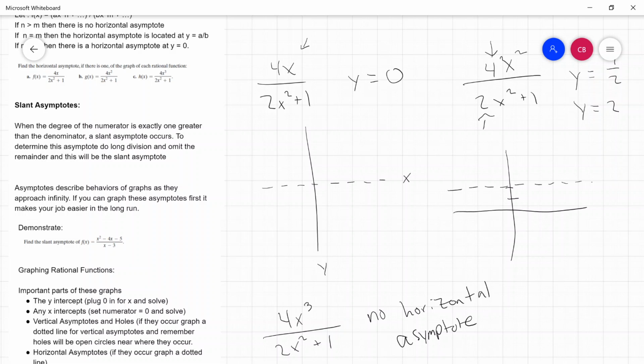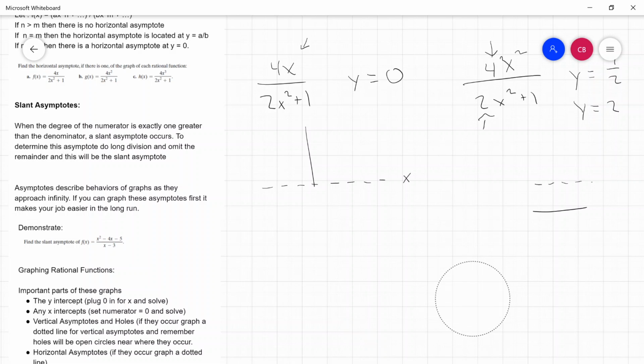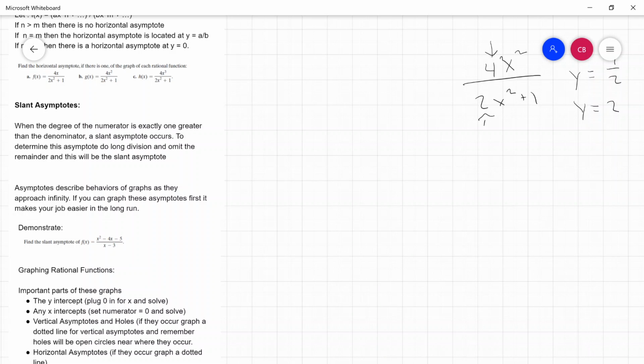Okay, so we are done with that. And then we're going to move on to slants. So we'll look at a neat example where we'll actually have one, and I can show you the process of finding the slant asymptote. Okay, so we just said if the degree is 1 higher, so I'm assuming this one's going to be 1 higher.